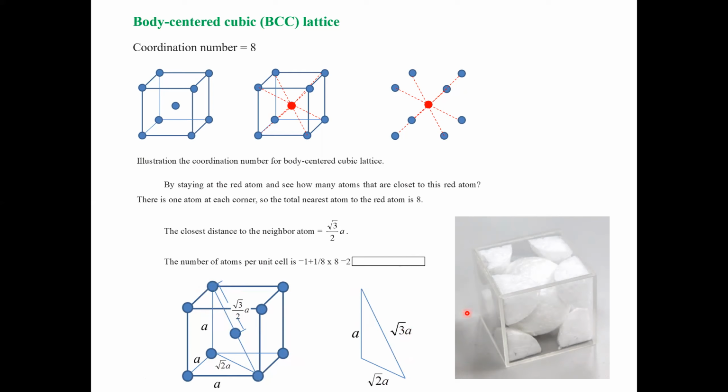This picture is the demonstration of the number of atoms per unit cell for BCC. We already have done it. It's 1 in the middle, plus 1/8 times 8 corners. So the total will be 2.